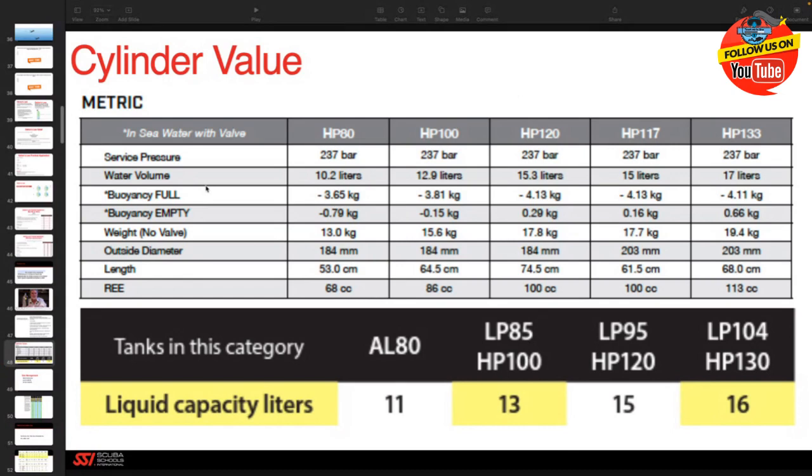All right. So cylinder values. Let's talk about this overall. The interesting thing with cylinder values is that we have a working pressure. For HP 80 is 237 bar, and HP 100 is 237 bar, right? HP 120, 117, 133, they're all 237 bar, right? Which is about what? Anybody want to give me that in PSI? 3,000.